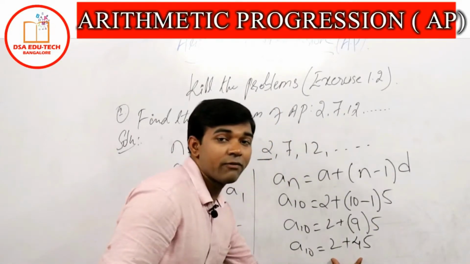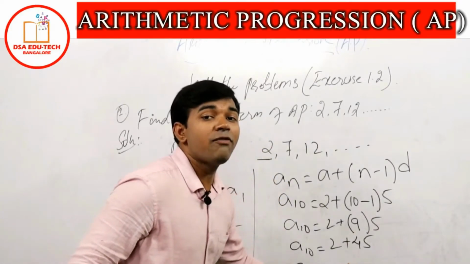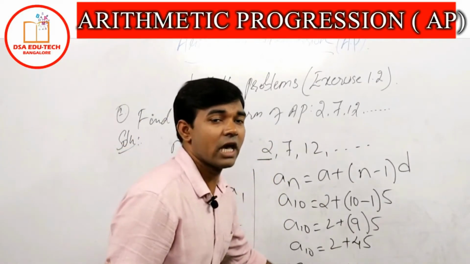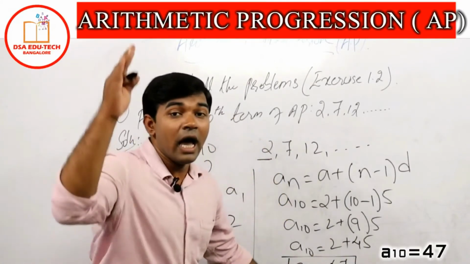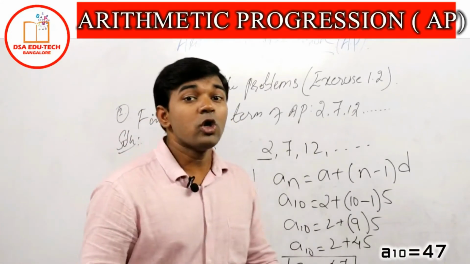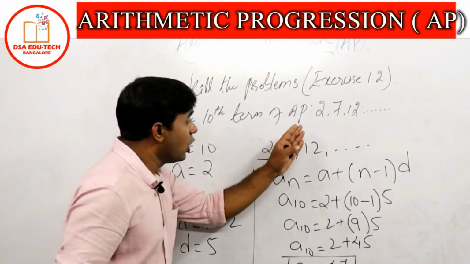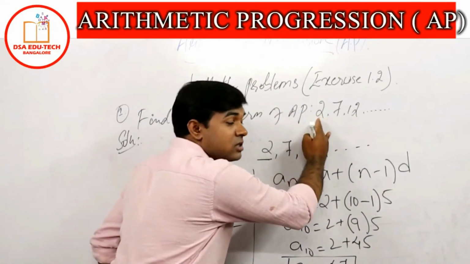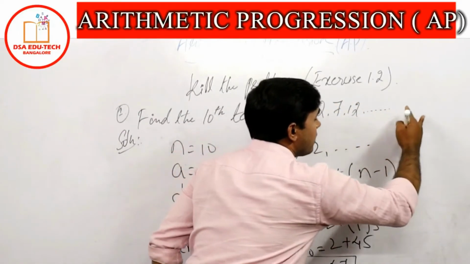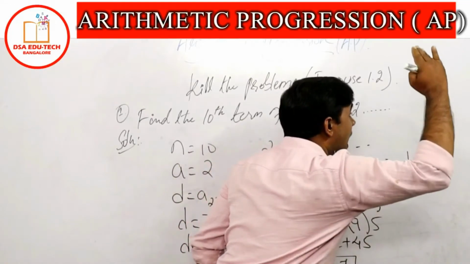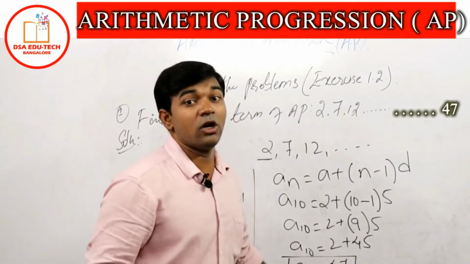Then what do I have to do? I have to add these two. So a10 is equal to 45 plus 2, which is 47, right? So this is my answer and this is the 10th term. Let me tell you the actual meaning of this. If you have the first term, second term, third term, fourth term, fifth term, sixth term, seventh term, eighth term, ninth term, then the 10th term will be 47. This is the actual meaning of the nth term.